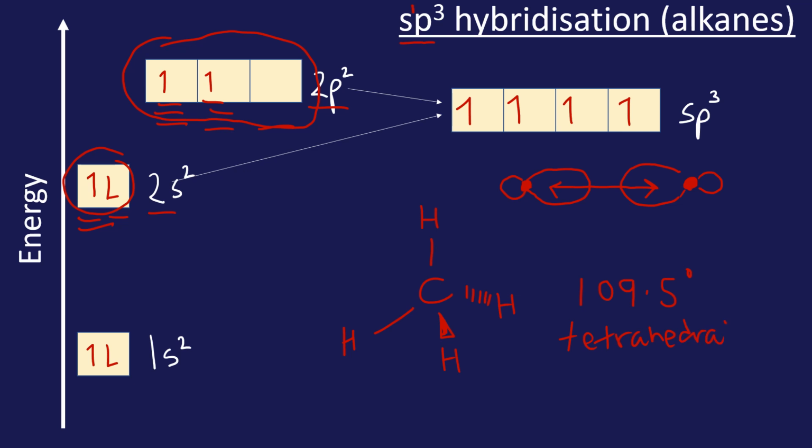Again, that's a little bit of remembering from last year or going back to last year. But there's your 4 orbitals, or your 4 hybridized orbitals, sp3, repelling equally, forming 4 sigma bonds, and the bond angle would be 109.5.